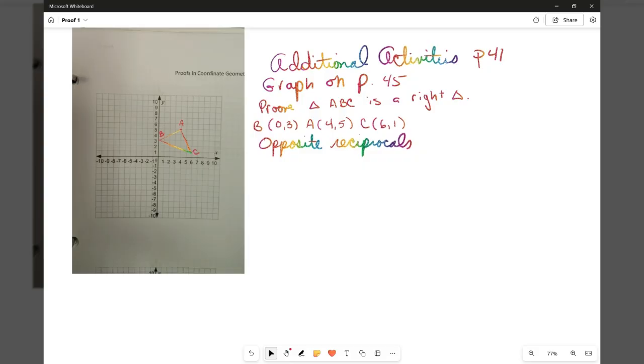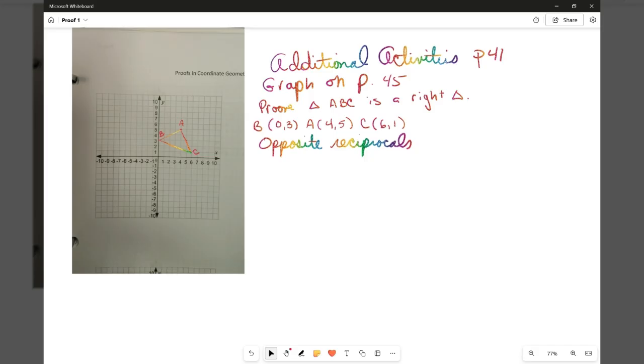So the first thing we're going to do is prove that triangle ABC is a right triangle, or prove it's not a right triangle. You just have to show that there's one right angle. And to do that, you show that the slopes are opposite reciprocals of each other. So if you're trying to show a right angle, use slopes opposite reciprocal.